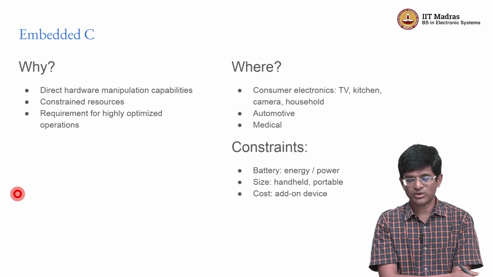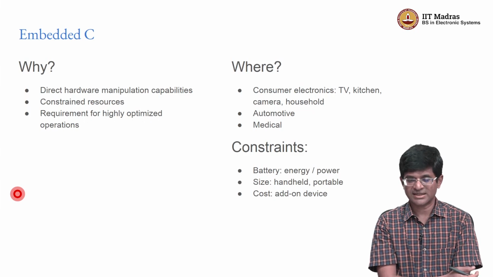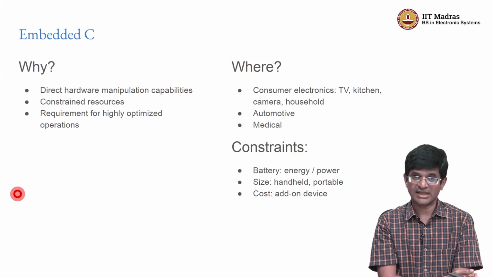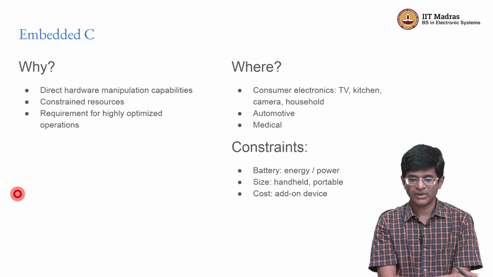Now, where do we use these? It could be consumer electronics, TV, kitchen, camera, things of that sort. It could be automotive, where things like real time and safety start playing a bigger role, or it could be medical, where safety as well as security and privacy of the data start to become very important.